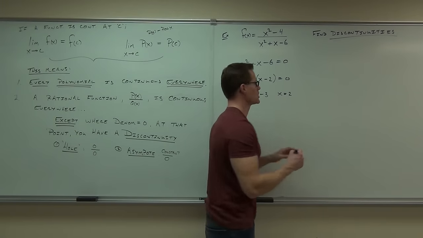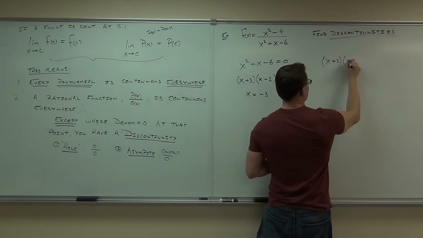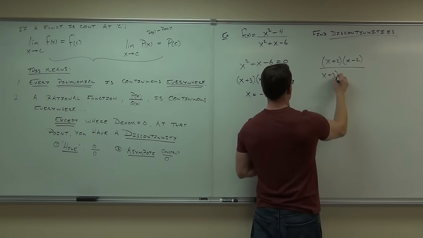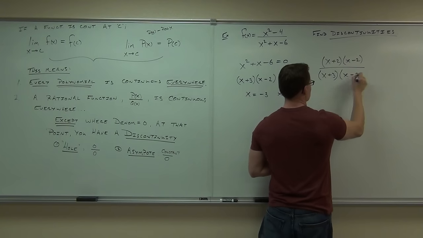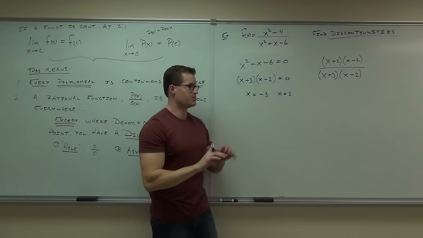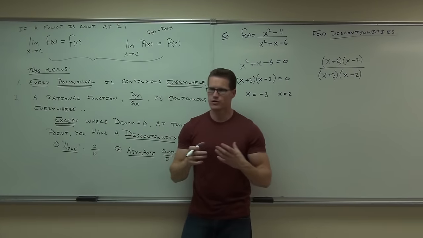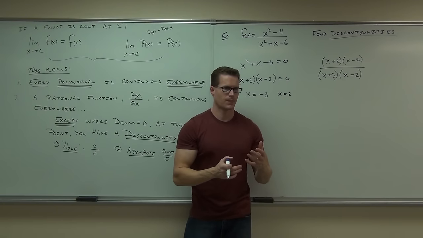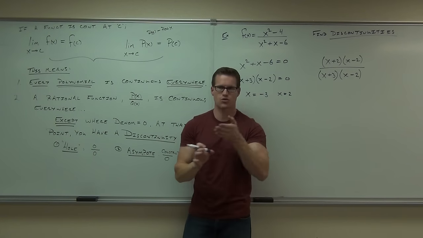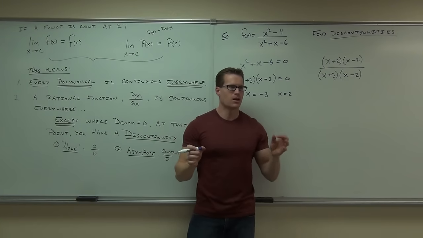But if you factor as much as you can, what you're going to get is x plus 2, x minus 2, all over x plus 3, x minus 2. You with me on that one? Okay. Now, you need to get all the discontinuities first before you start crossing stuff out. Are you ever going to be able to cross out a discontinuity and just eliminate the discontinuity? We learned that from domain, right? You can't ever just cross out a domain issue and then say, my domain's fine. No, you can't do that, right? You still have to write it down.